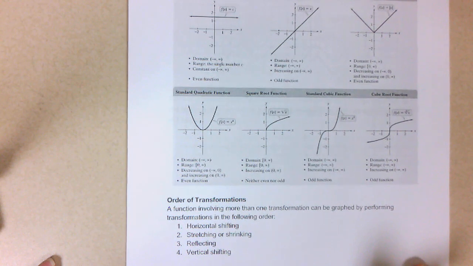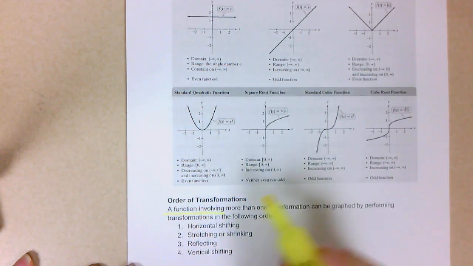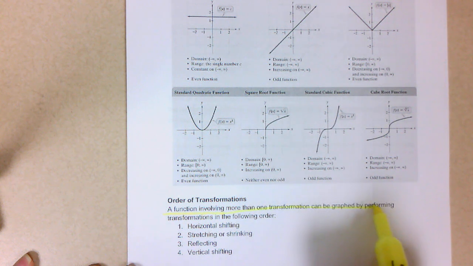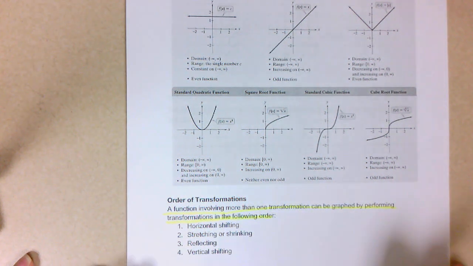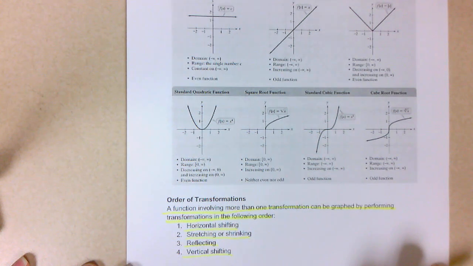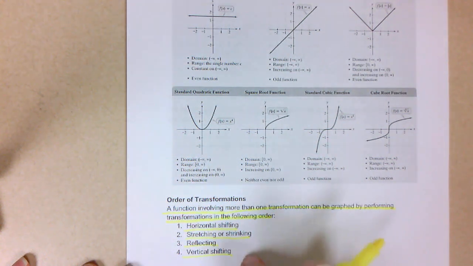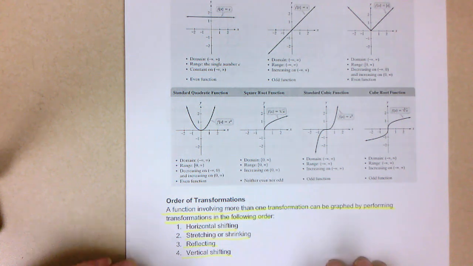Here we're going to talk about the order of transformations. This is when a function involving more than one transformation can be graphed by performing the transformations in the following order. So first we could do horizontal shifts, then stretching and shrinking, reflecting, and then vertical shifting, okay? I also have this at the end of the lesson. I just wanted to put it at the front so that you guys wouldn't have to go all the way to the end to find it, okay?